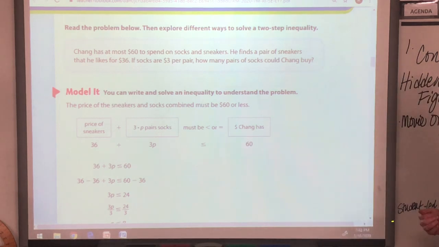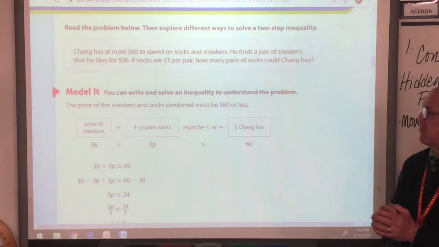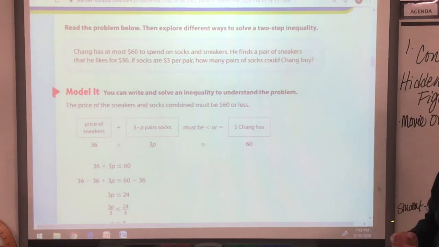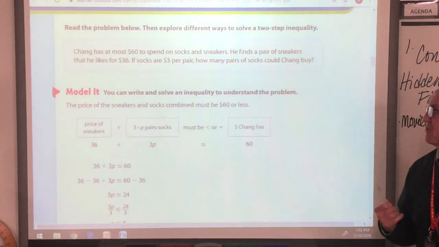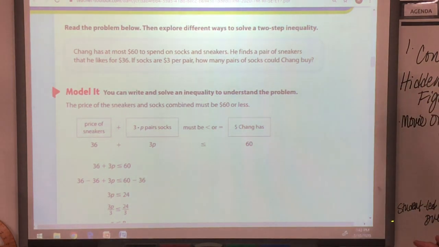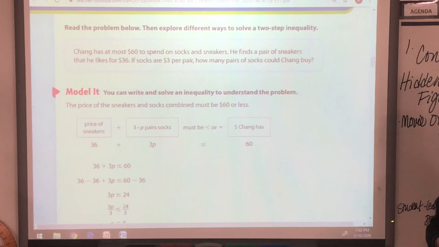Continue our discussion on inequalities, and we're going to start with this problem that Chang has at most $60 to spend on socks and sneakers. He finds a pair of sneakers that he likes for $36. If the socks are $3 per pair, how many pairs of socks could Chang buy?